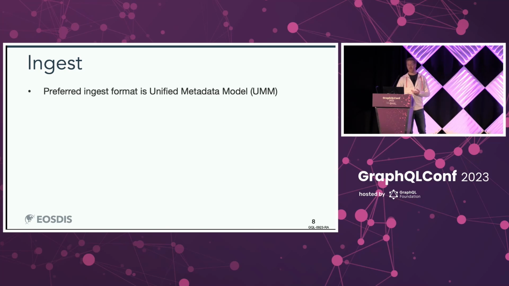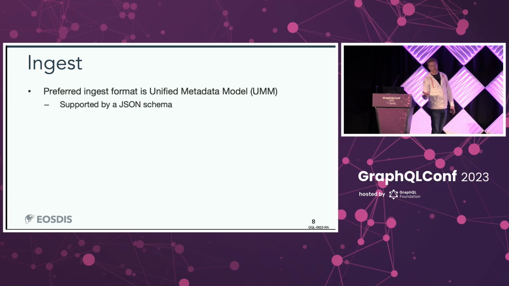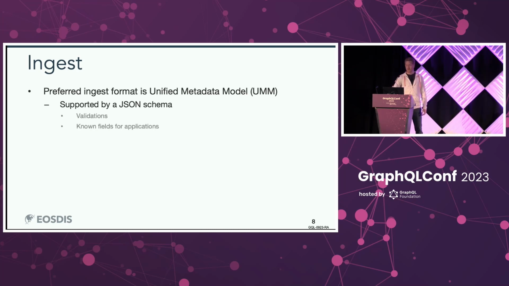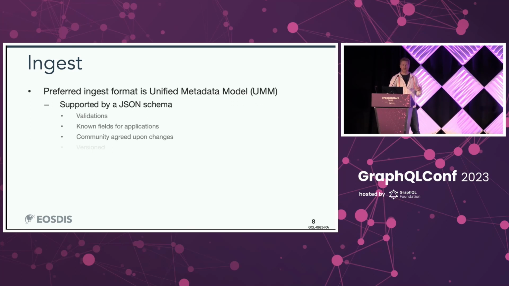So we prefer that method for ingest because it captures all the pieces of information that we need for our entire ecosystem of applications and APIs. All the UMM models are backed by a JSON schema, which again go through review amongst the community and allows us to ensure that we're not missing anything for new missions, old missions, or particular fields of science. This does all the validations and the known fields for our different applications, and the fact that the community agrees upon it is super important to us.